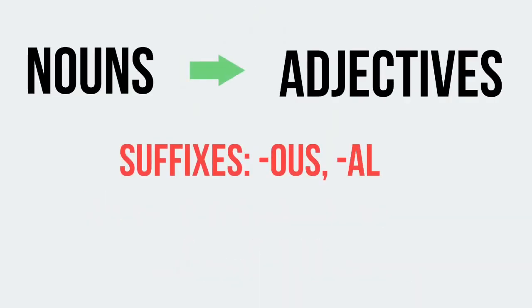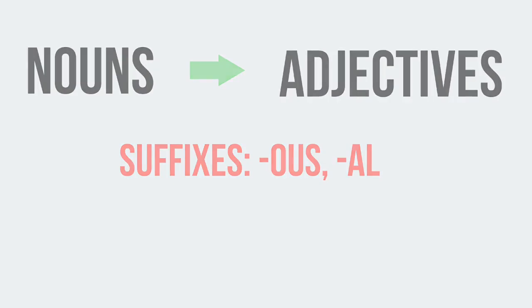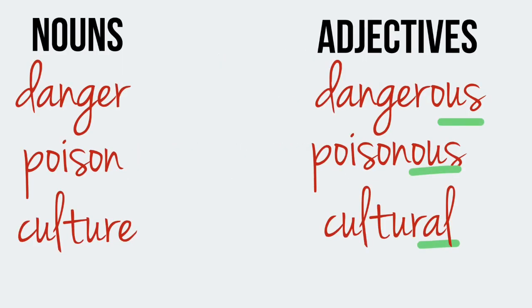So, we make adjectives from nouns with the help of suffixes ous and al. Repeat after me. Danger, dangerous. Poison, poisonous. Culture, cultural.